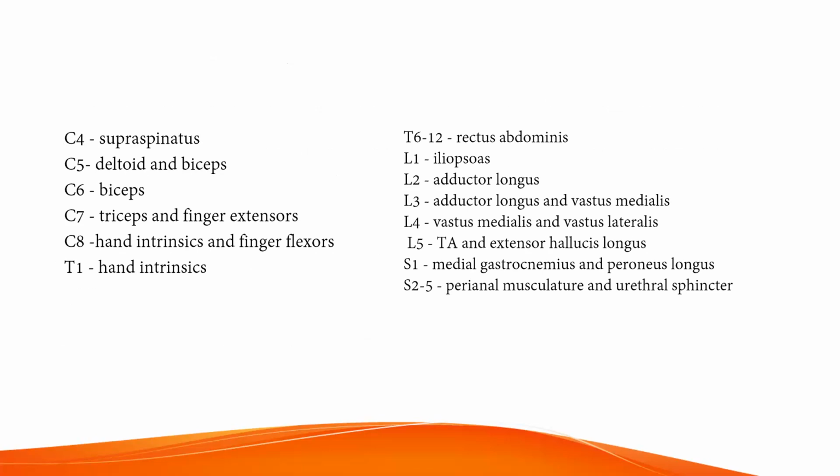For the electrodes placed in the upper limb, for the C4 nerve root we place the electrode at the supraspinatus muscle. For C5, deltoid and biceps; C6, biceps; C7, triceps and finger extensors; for C8 and T1, finger flexors and hand intrinsic muscles. For the lower limb, for T6 to T12, the rectus abdominis muscle. For L1, iliopsoas; L2, adductor longus; L3, adductor longus and vastus medialis muscles are tagged. For L4, vastus medialis or lateralis are tagged. For L5, tibialis anterior; S1, gastrocnemius; and for S2 to S5, perineal musculature electrodes will be tagged.